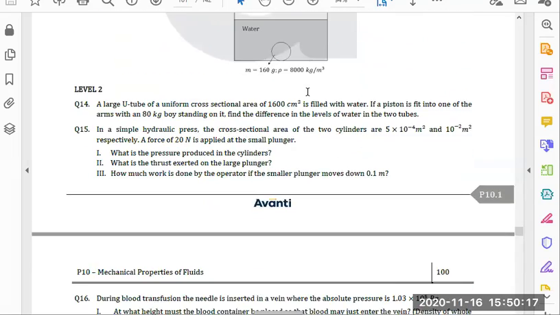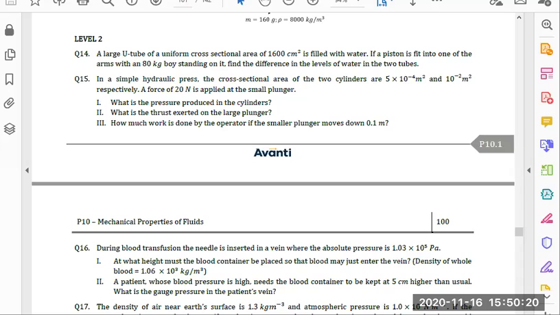Now let's start level 2. So how many of you attempted level 2? Tell me, how many of you attempted level 2? Uvesh, Srihari, Akshaya, Riya, attempted level 2? Okay, very good. So I'll just give a few minutes. Now question 14. At least just go through the problem.